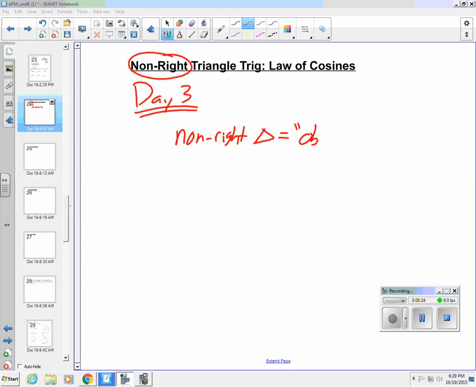That's another way we describe a non-right triangle. It's called an oblique triangle. So today we're going to be looking at the law of cosines.